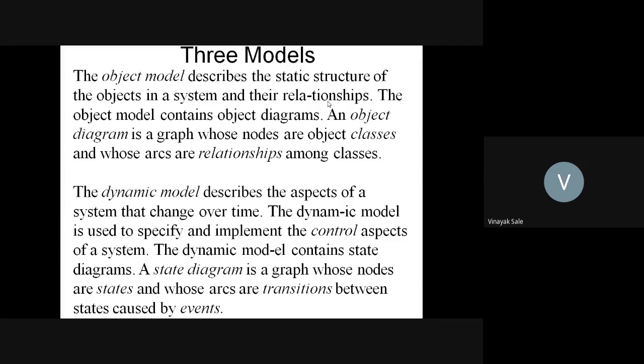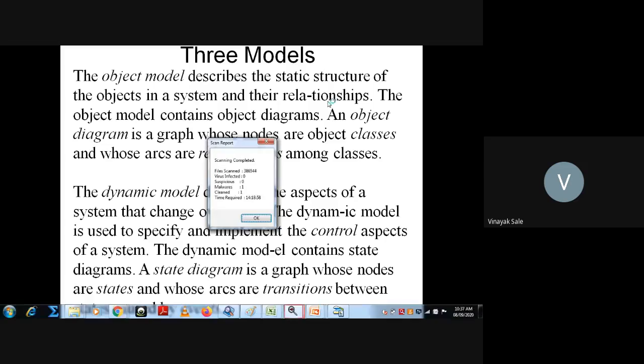The object model describes the static structure of objects in a system and their relationships. The object model contains object diagrams. An object diagram is a graph whose nodes are objects.